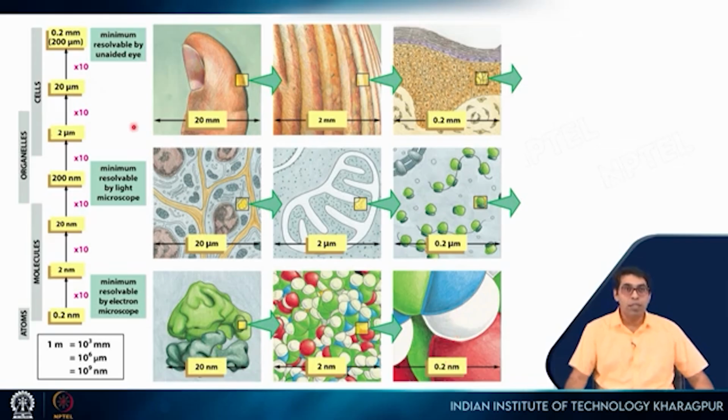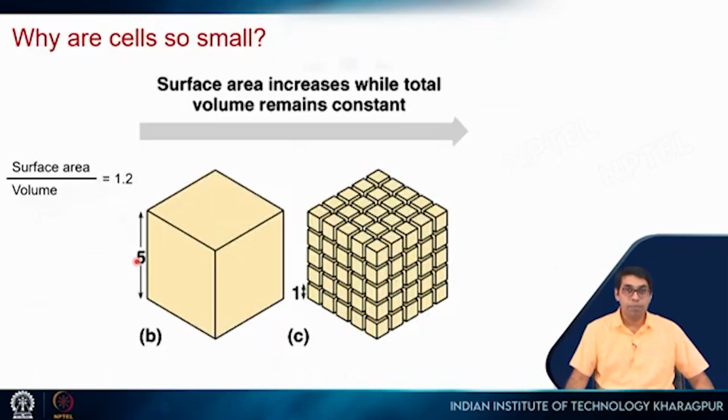So, there are all these different techniques which can be used to see at these different scale lengths. So, I will talk about these techniques in more details in the next lecture. So, it turns out that cells are very small, they are in the range of 10 micrometer size, but that is a eukaryotic cell. If you think about bacterial cell, they will be even smaller.